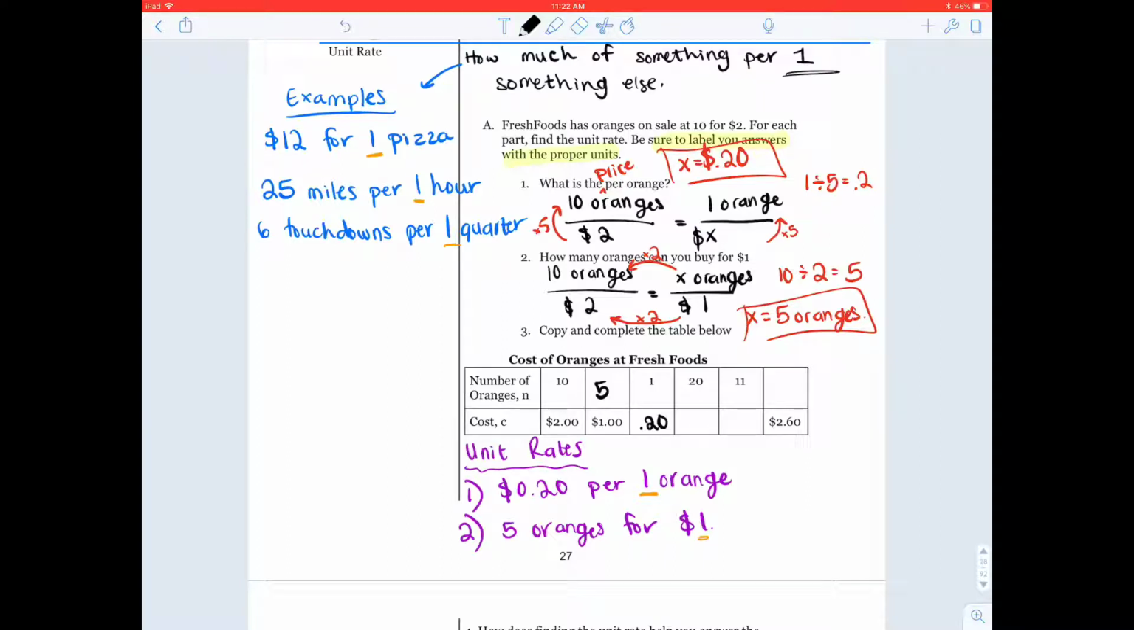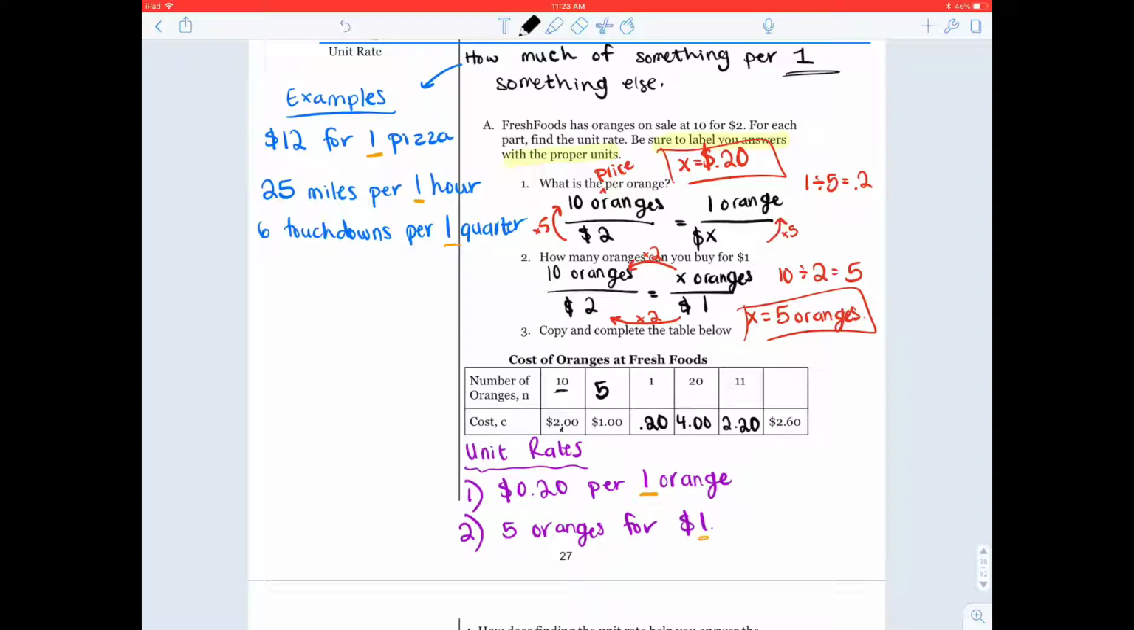What about for 20 oranges? How do I solve this? Well, if you notice that I have 10 right here, 10 oranges cost $2. Can I just double that? Yes, you may. So what's $2 times 2? Well, that's going to be $4. All right, let's try 11. 11 oranges cost how much? Well, if 10 oranges cost $2 and each orange costs 20 cents, it would make sense to add 20 cents to $2. So let's add $2.20.